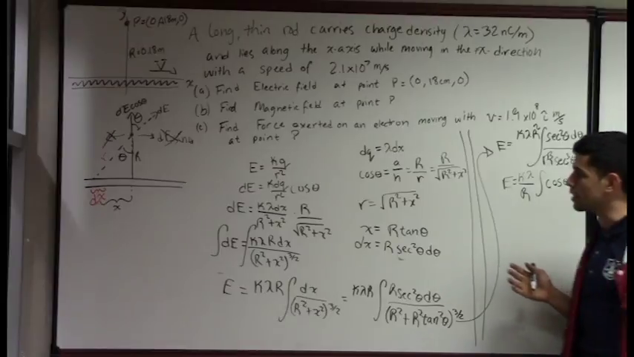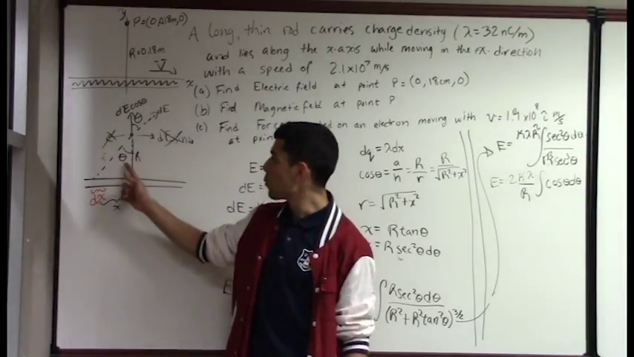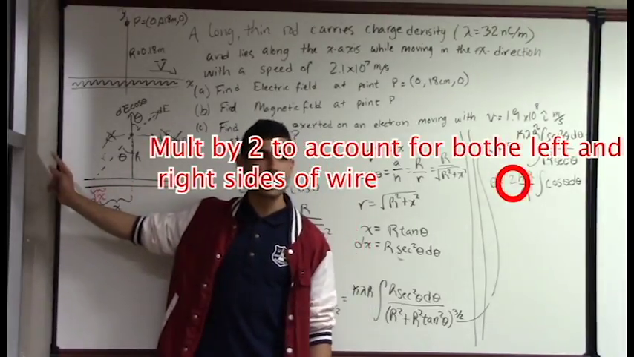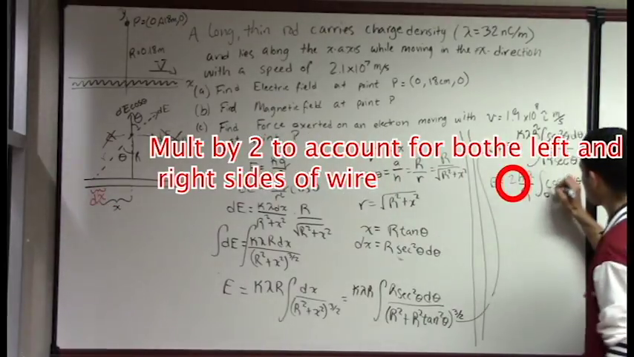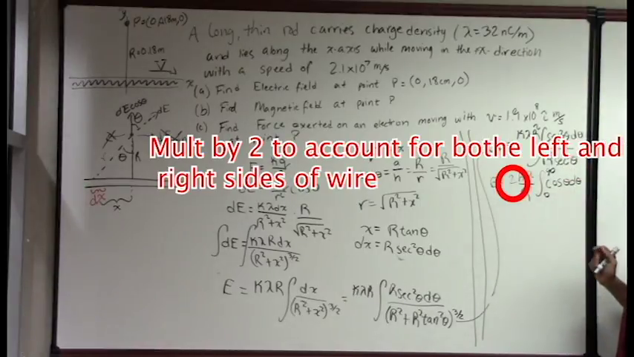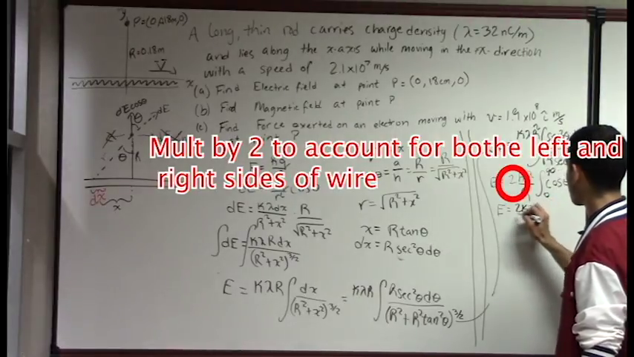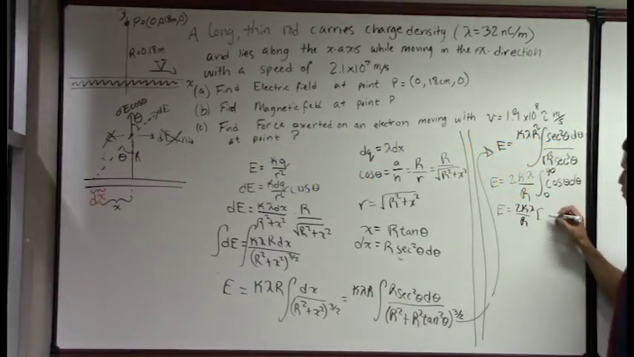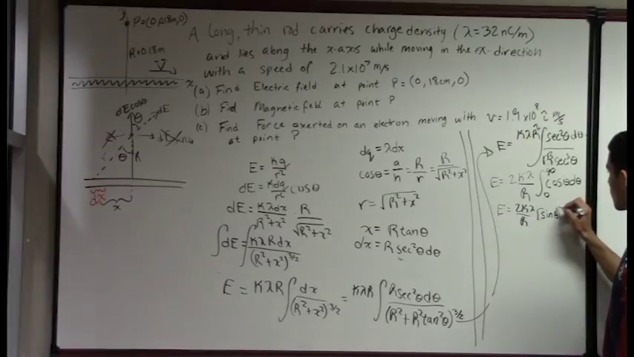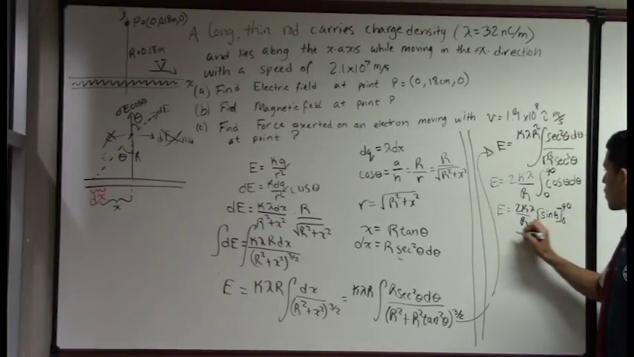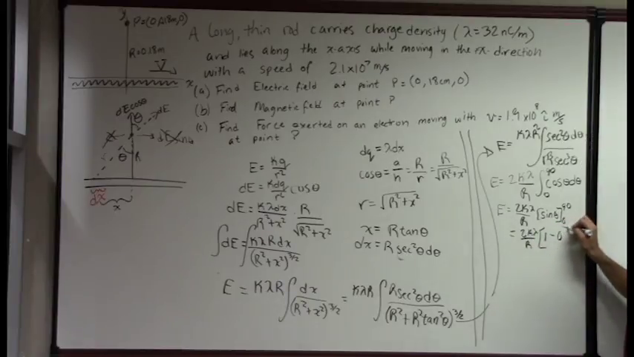But what are our bounds for this integral? If we look back, if we integrate from the center going outwards, we'll have theta equals 0 to theta equals 90 degrees as we go along the right side of the rod. Thus we'll have 0 to 90 as our bounds. Then solving this, we have 2k lambda over r times the integral of cosine of theta, which is evaluated as sine of theta from 0 to 90, which is just going to be 2k lambda over r times 1 minus 0.